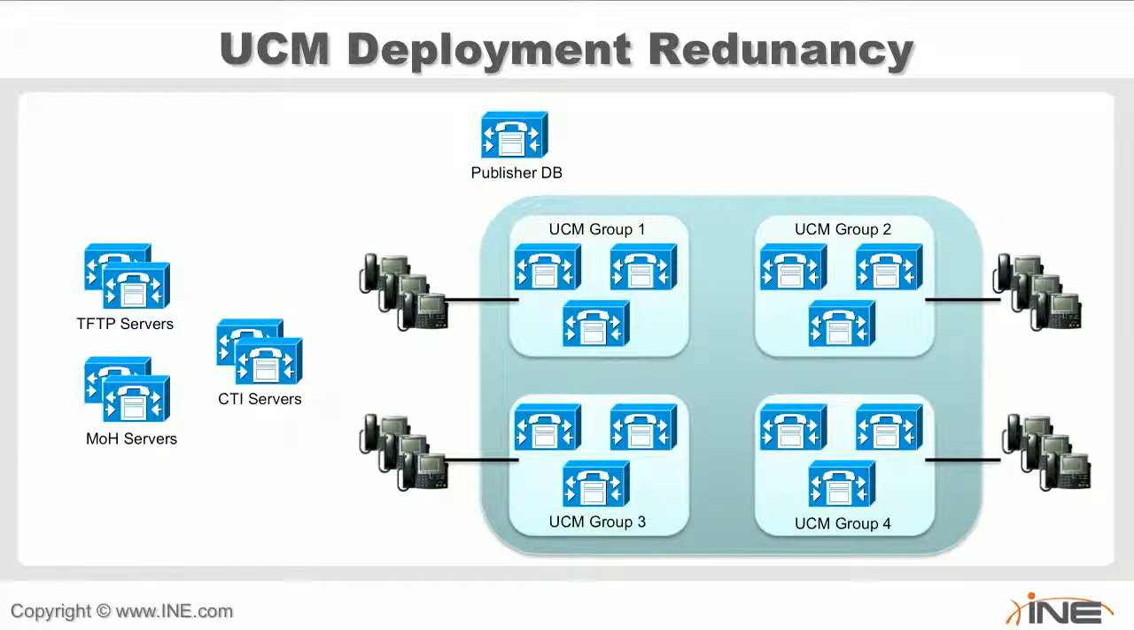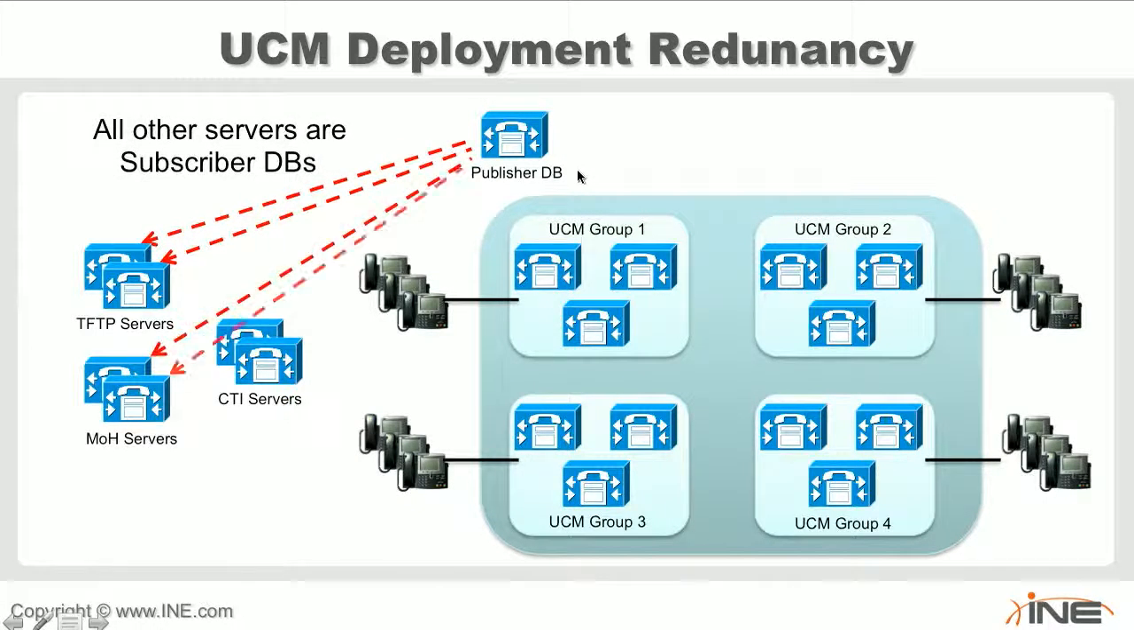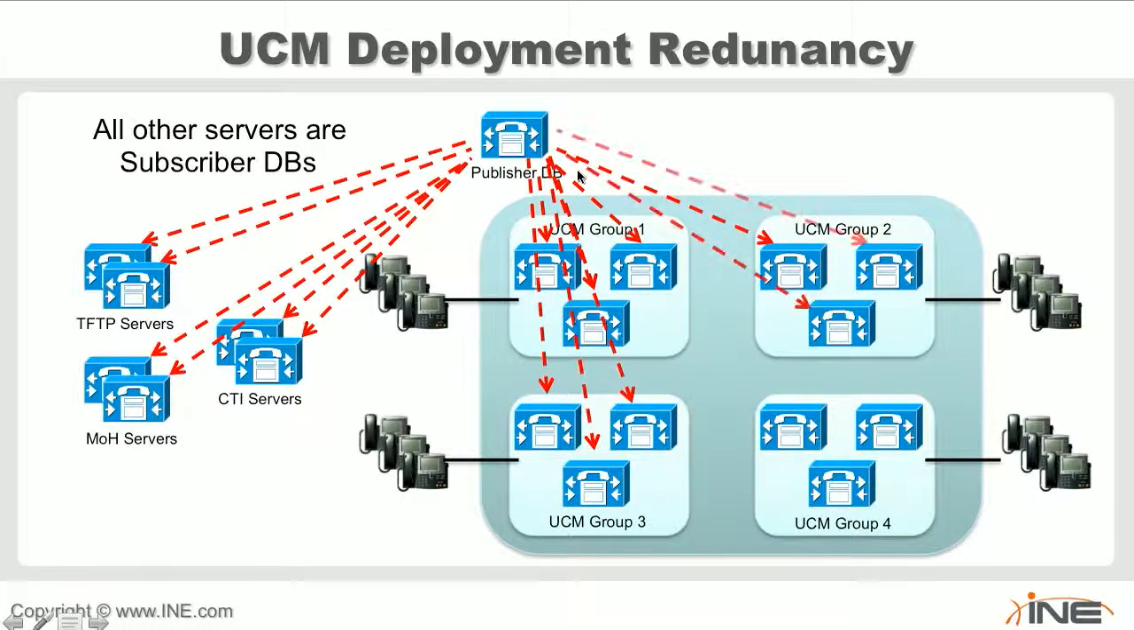So here in this slide, we can see illustrated that we have our publisher database server, and all other servers are subscriber database servers. So the actual database is being pushed down from the publisher and synchronized to the subscribers. Of course, the subscriber servers are able to exchange with each other and synchronize with each other user-facing features, or UFFs, as it relates to the database. So we can see the different types of servers that we have here.